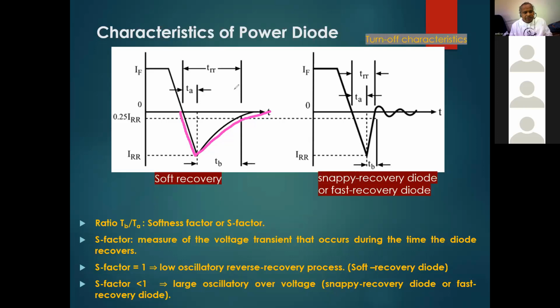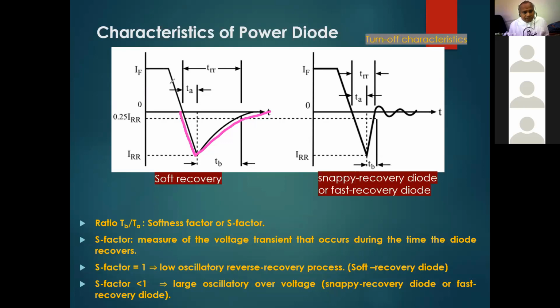When SS is TB by TA, that is the softness factor. When it is 1, that is called the soft recovery, and when it is less than 1, it is called the fast recovery. In the fast recovery, the problem is that there is a lot of oscillation, and you need to wait for when it will actually turn off.